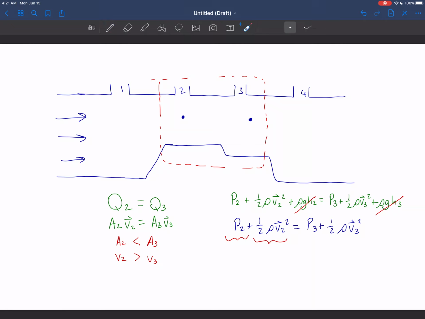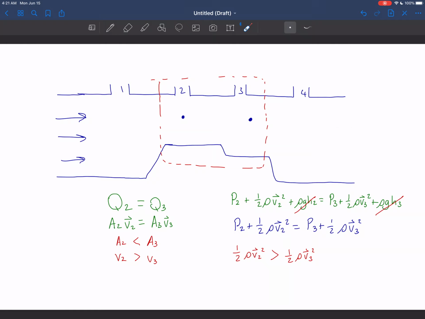Now, I already said that V2 is bigger than V3, right? And what does that mean? Because my V2 is bigger than V3, I know that my 1/2 rho V2 squared has to be bigger than 1/2 rho V3 squared. How do I know that? Well, looking at this 1/2, it's a constant, right? This rho, technically it's a constant, right? While rho does change from substance to substance, right?